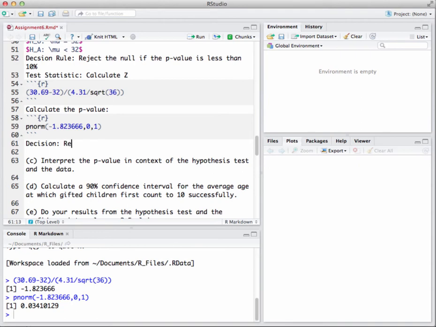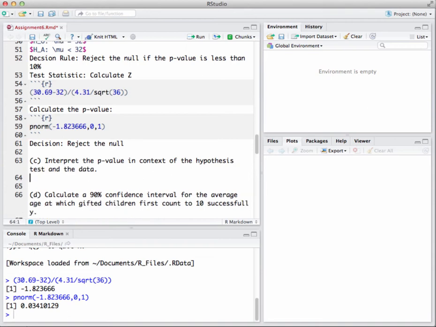The decision is reject the null. Now this is a very important step. We did all the math up above. We did our statistics. Now we need to say what it means in context of the problem. So interpret the p-value in context of the hypothesis test and the data.